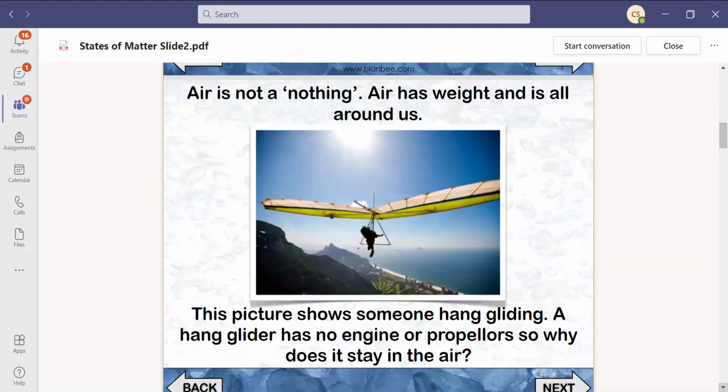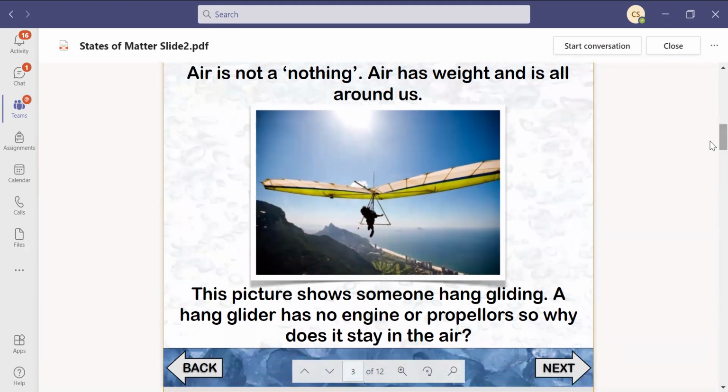We've talked about air, which is not a nothing. Air has weight and it's all around us. This picture shows someone hang gliding. A hang glider has no engine or propellers, so why does it stay in the air? Pause the video and have a think. Why, with no propellers, does this hang glider stay in the air? What is happening?